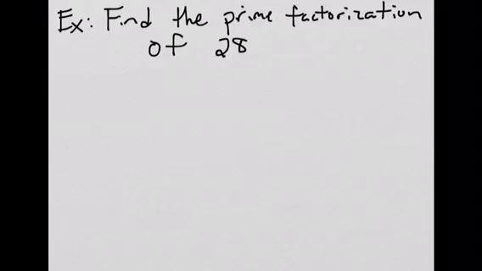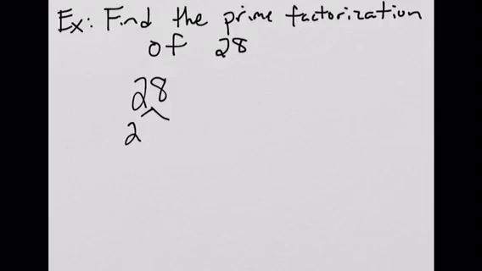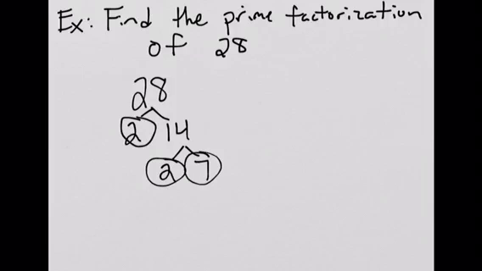Alright, so let's look at this example. Let's say we want to find the prime factorization of 28. Well, we're just going to start with 28. Pick any two numbers that we know multiply together to give me 28. I'm going to use 2 and 14. Well, 2 is a prime number, so I'm done with that. 14 can be broken down into 2 times 7. Both of those are prime, so we're done there. So our prime factorization is just 2 times 2 times 7.